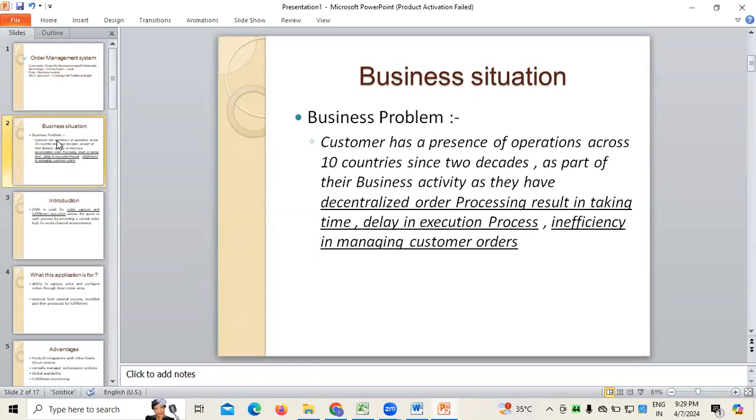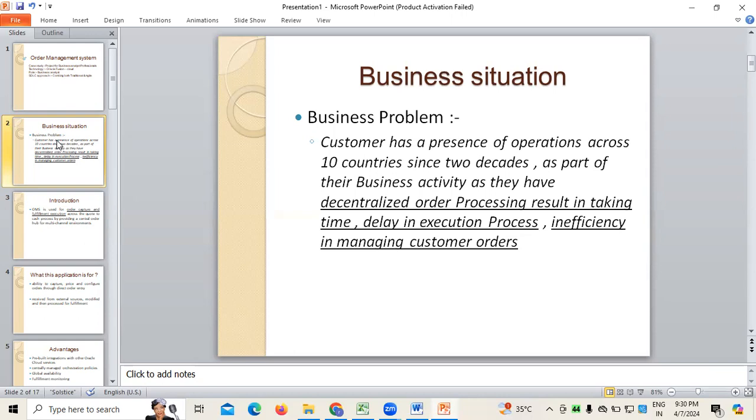For example, this was the situation for the customer in processing orders. As business analysts, we need to identify the business situation and the problem first. Based on the understanding, we have identified three things. As we have seen in the existing system, there is decentralization of order processing, so the order execution process is delayed, which leads to inefficiency in managing customers' orders. That is the business problem. Now, if you are a BA, what kind of solution are you going to provide to address these? This is what you need to know as a BA.